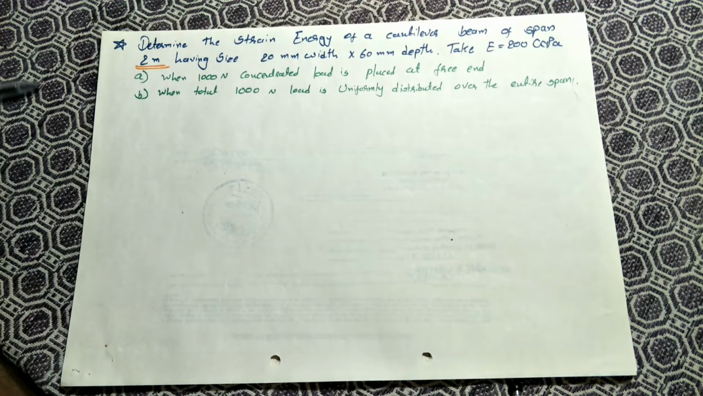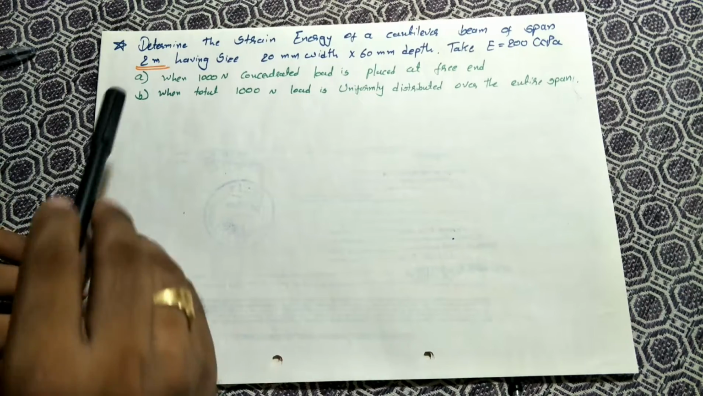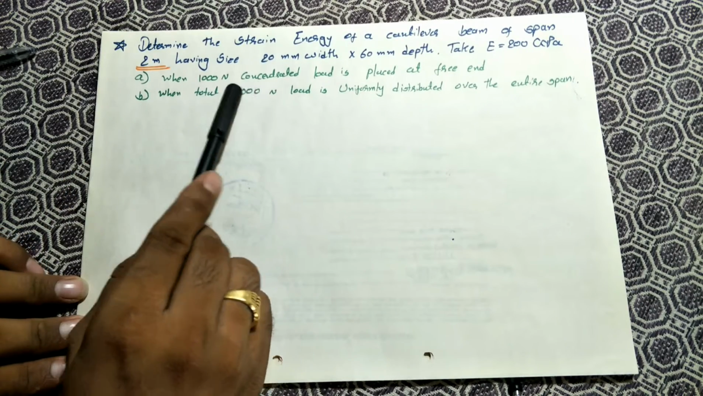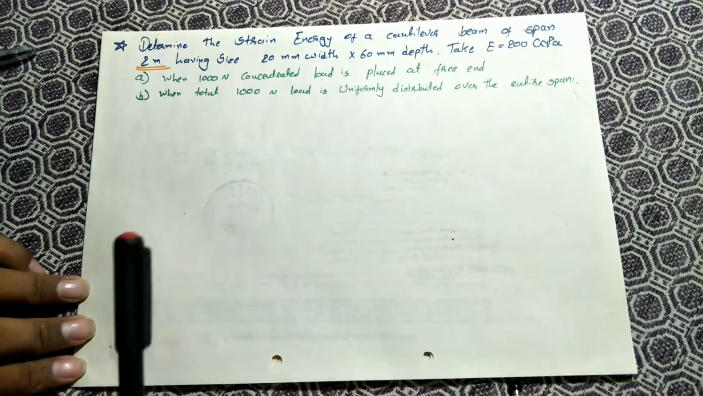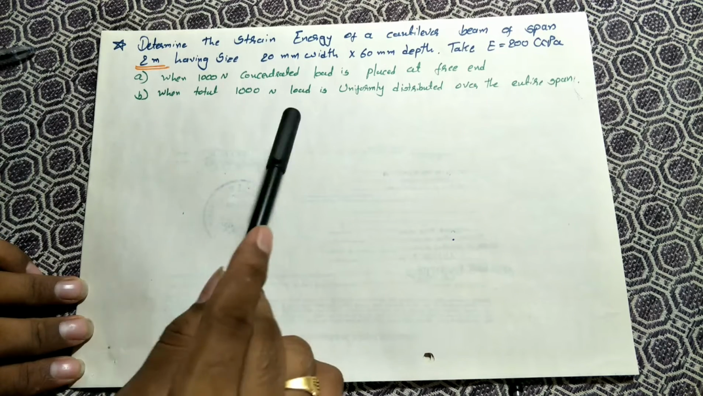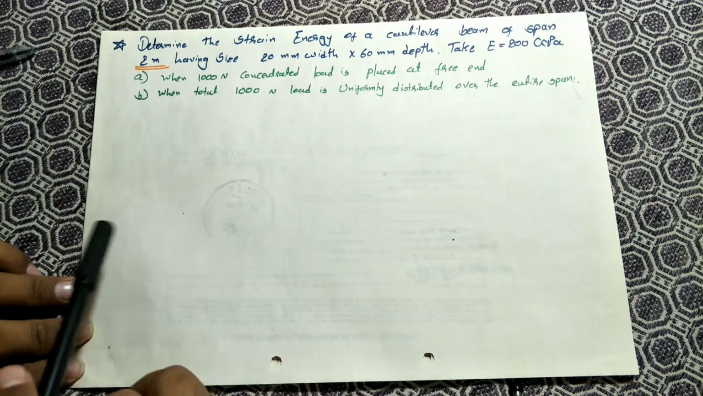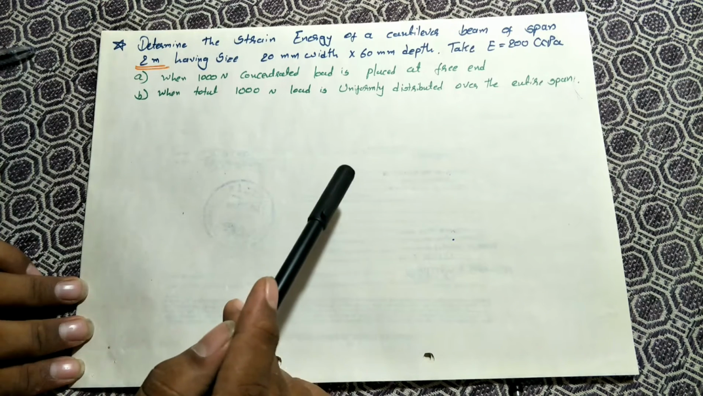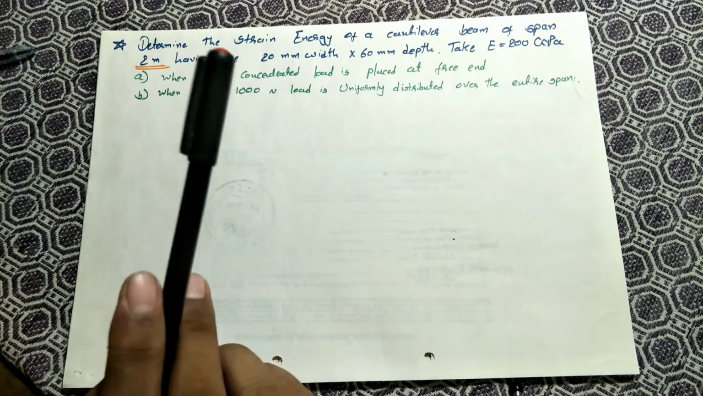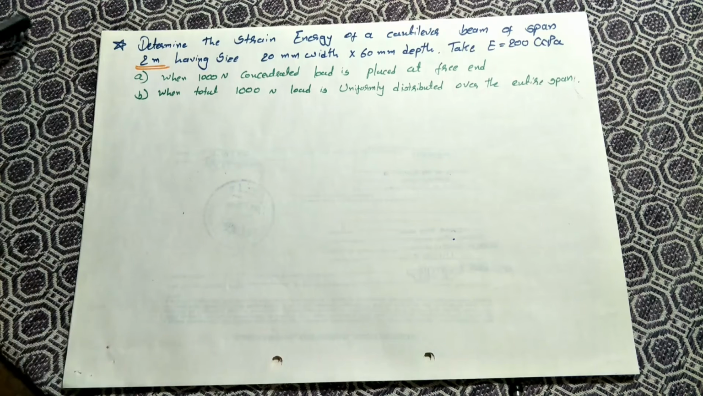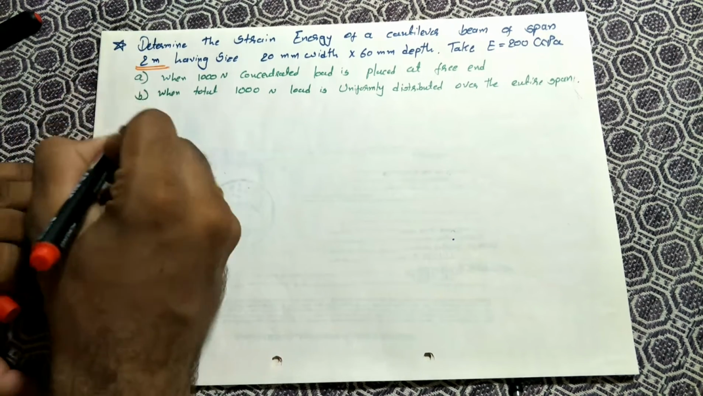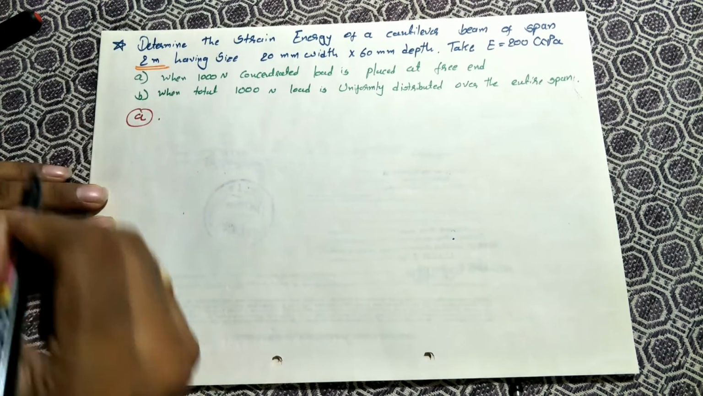We have two conditions over here. So in the same question, two questions are being asked. That is, when a 1000 kilonewton concentrated load is placed at free end, and when 1000 Newton load is uniformly distributed over the entire span. Okay, so first we'll start with our first case, that is case A.